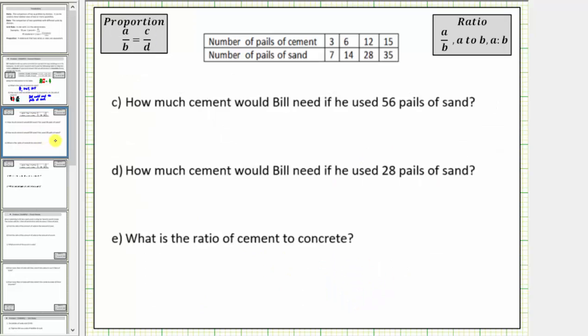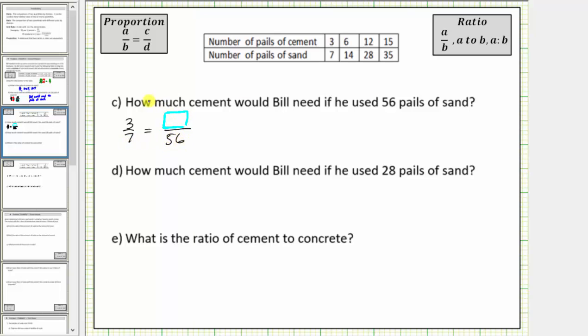For part C, how much cement would Bill need if he used 56 pails of sand? Notice here, we're given the number of pails of sand. We'll be looking for the number of pails of cement. So the ratio of cement to sand is 3 to 7, so we'd have 3 to 7 equals, the unknown ratio is the ratio of cement to sand. Here we're given 56 pails of sand, and therefore the unknown value here is the number of pails of cement.